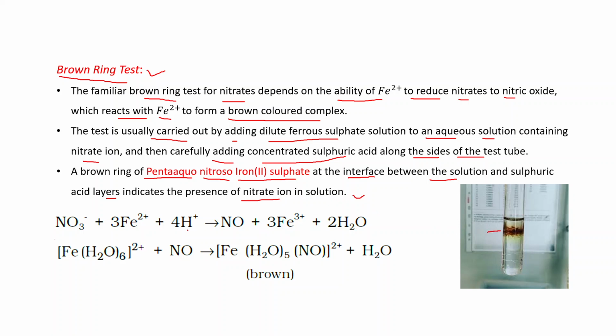Now the reactions taking place. This is nitrate ion, Fe2+ reacts, and this nitrate ion will convert into NO, and Fe2+ will convert into Fe3+. But some of the unreacted Fe2+ reacts with this NO and forms a brown colored complex. And what is its name? This is penta aquo nitroso iron(II) sulfate. This is the famous brown ring test.